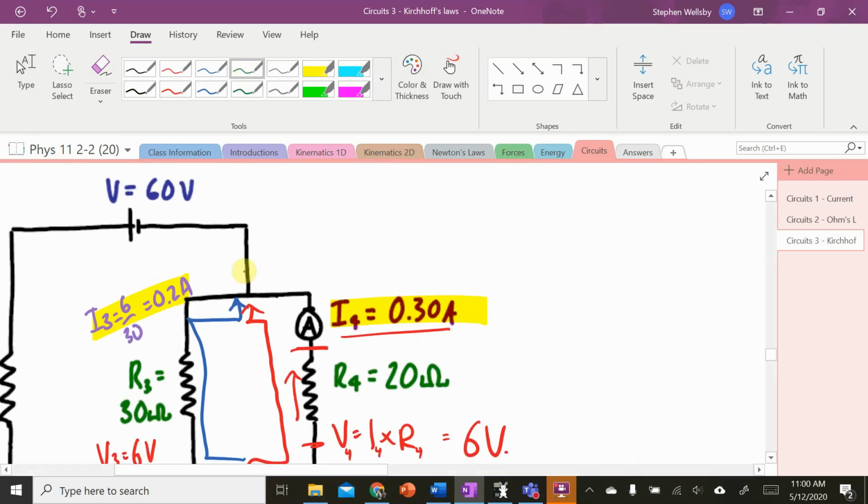So what is the total current through here going to be? Well, we know Kirchhoff's junction law. So if it's 0.3 going this way and 0.2 going this way, that means it's going to be 0.5 amps.